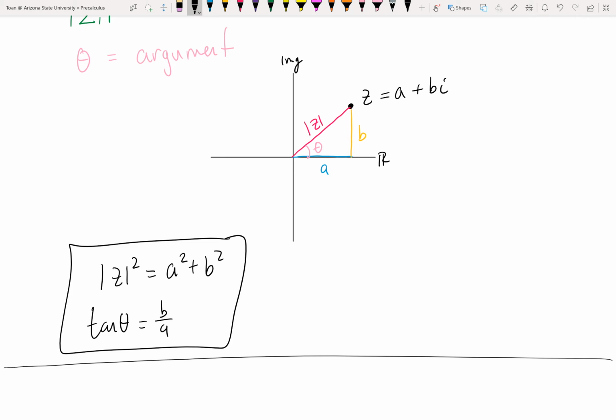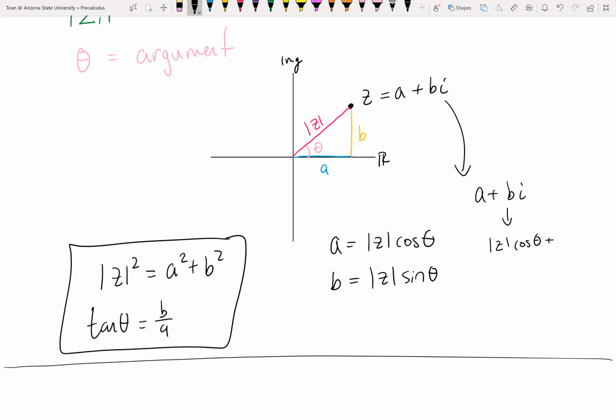Now, the other bridges, looking at the same picture here, we can see that a, since it's adjacent to the angle, is going to be the modulus times cosine of the angle, and b is the modulus times the sine of the angle. So if I take standard form a plus bi and do those substitutions, we end up with modulus cosine theta plus modulus sine theta i. And notice how these both have a modulus in common, so I can factor that out. We end up with this expression here.